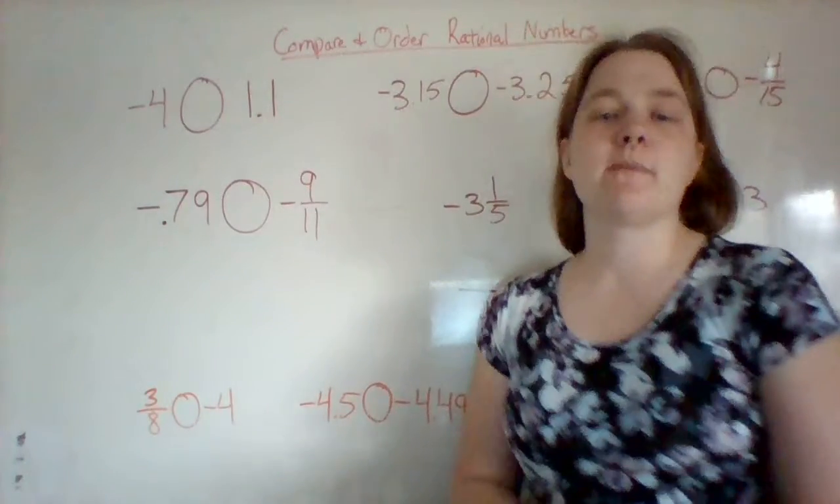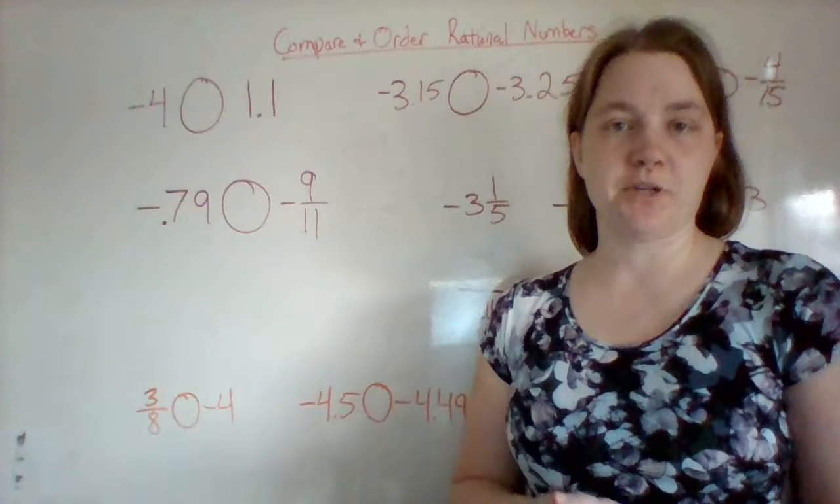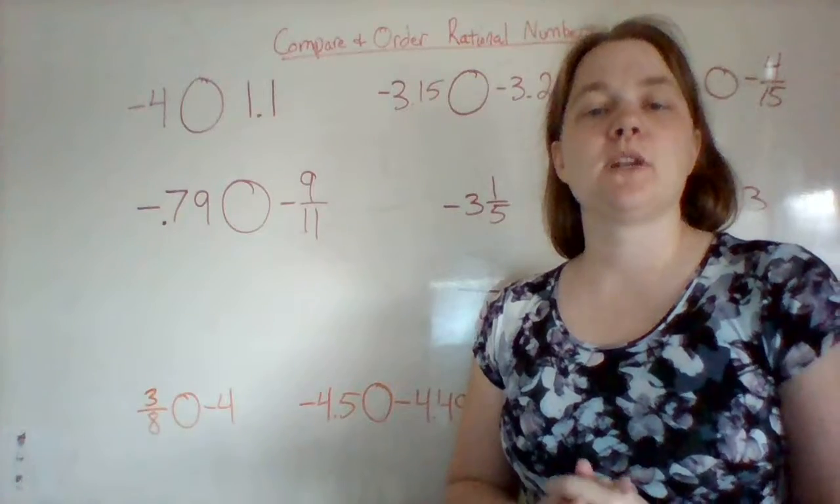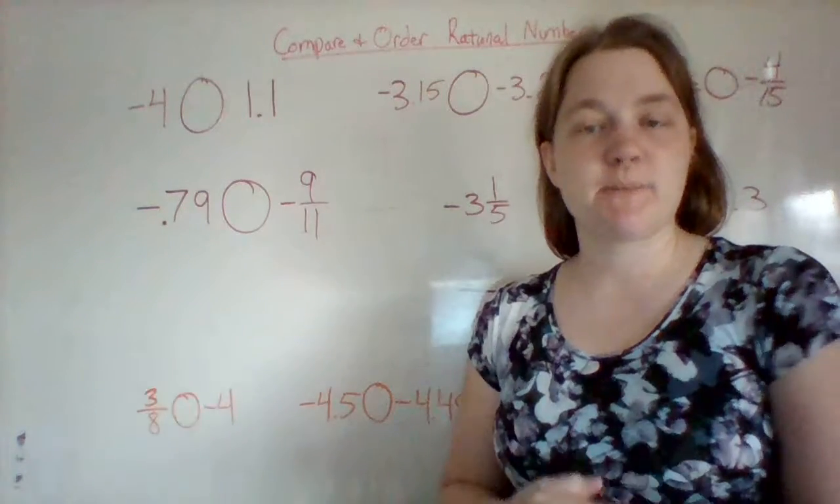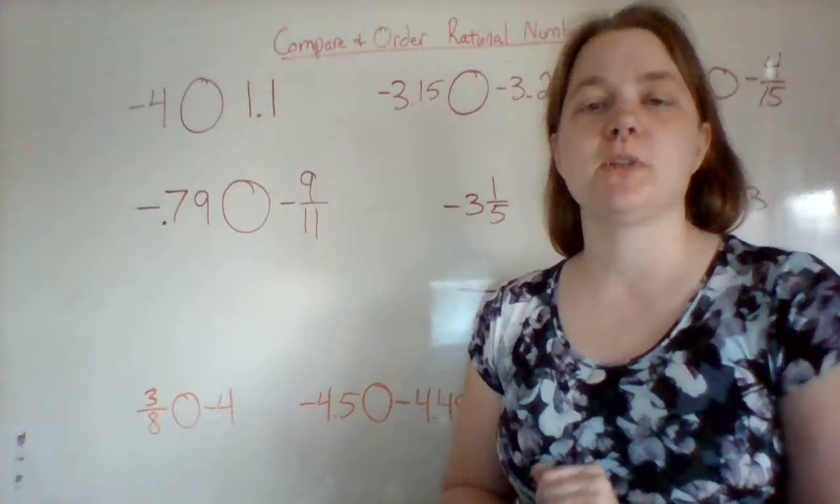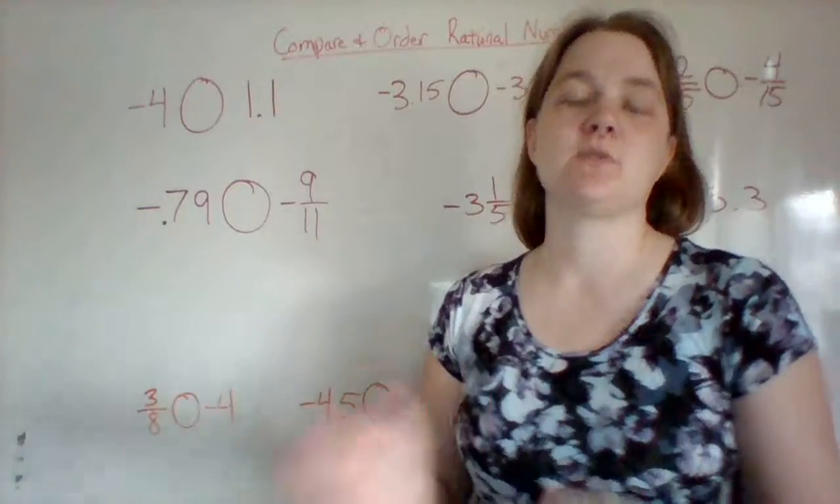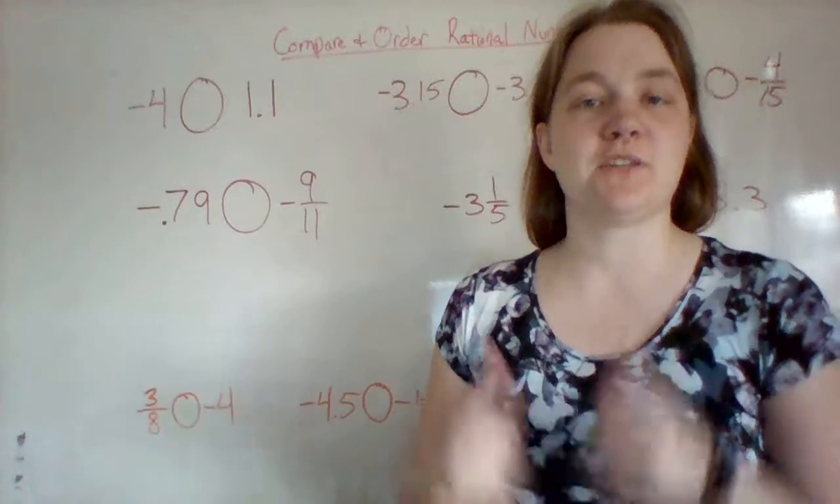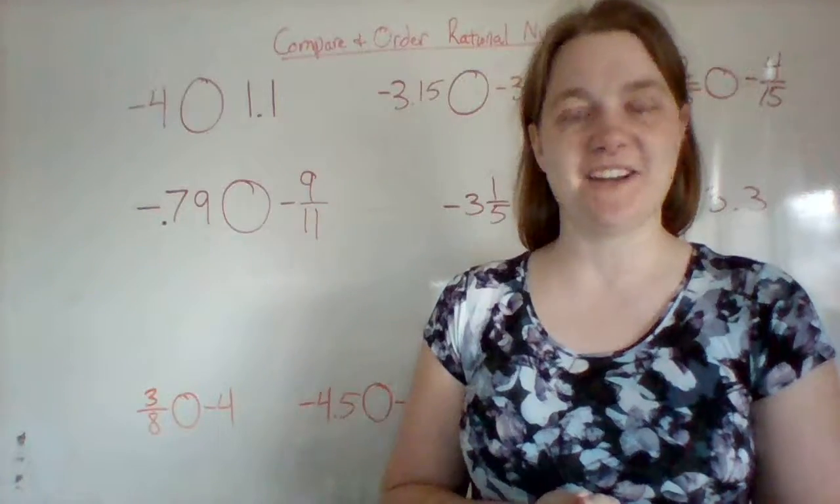This video is going to talk about comparing and ordering rational numbers. And what we're going to do a lot of is comparing the signs, positive to negative, but we're also going to do a lot of converting between fraction to decimal and decimal to fraction. So it's a good thing that we've gotten a lot of practice with that already.